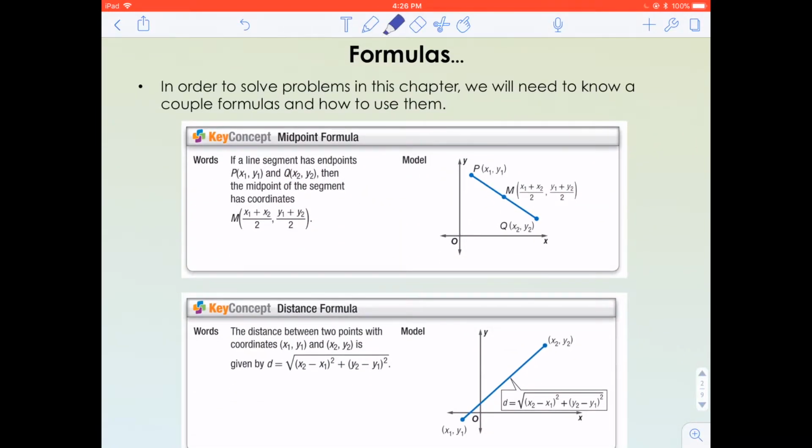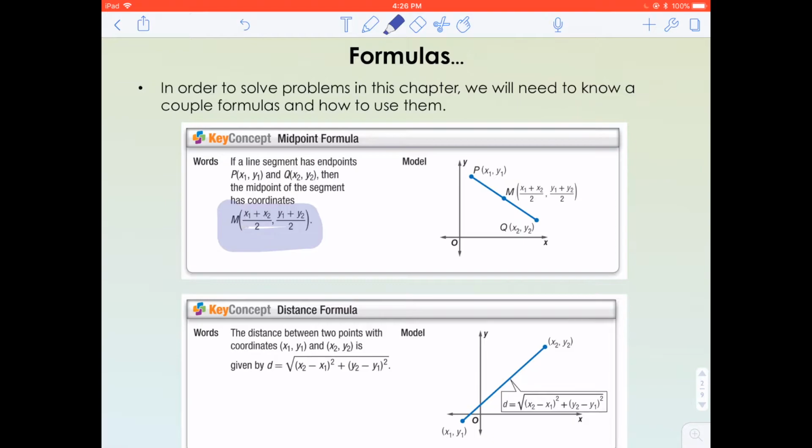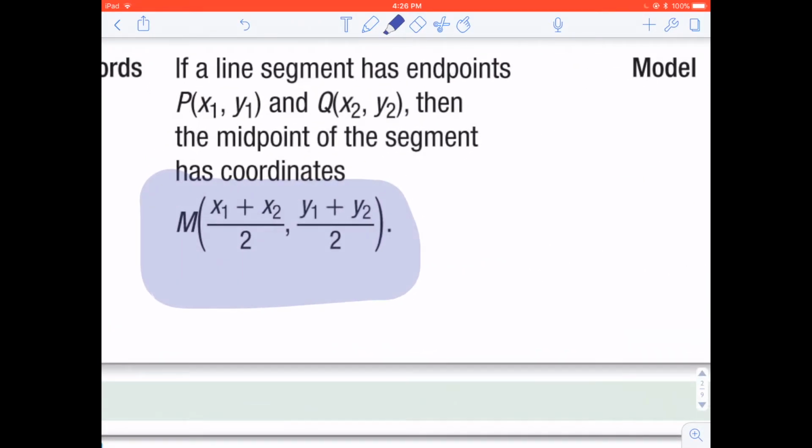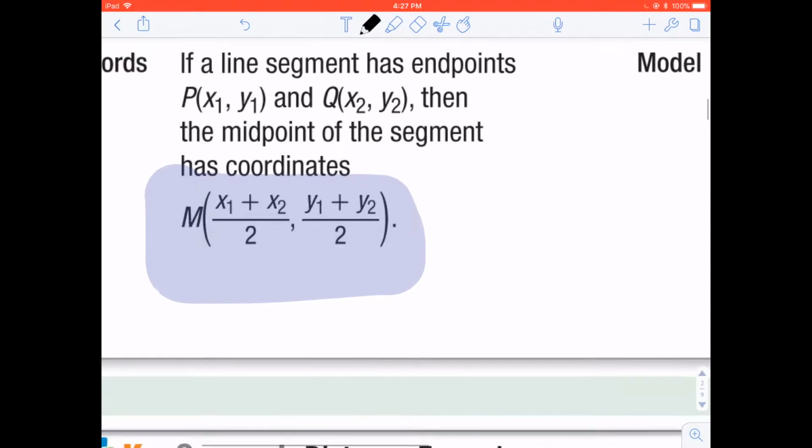Alright, so the formulas for midpoint are, if you have two endpoints, the midpoint is going to be your x-coordinates added together over 2. That's going to be the x-coordinate of your midpoint. And then the y-coordinate of your midpoint will be the y-coordinates added together divided by 2. Makes sense why it's divided by 2, because the midpoint's halfway between the two endpoints.